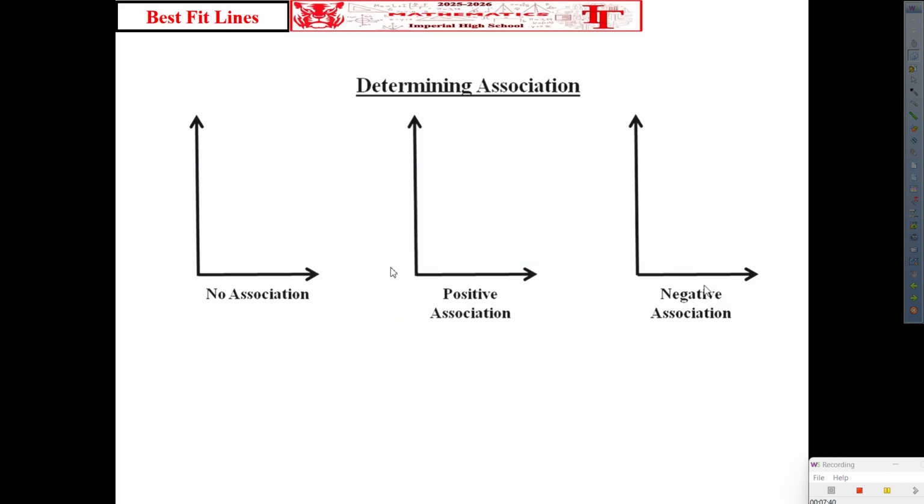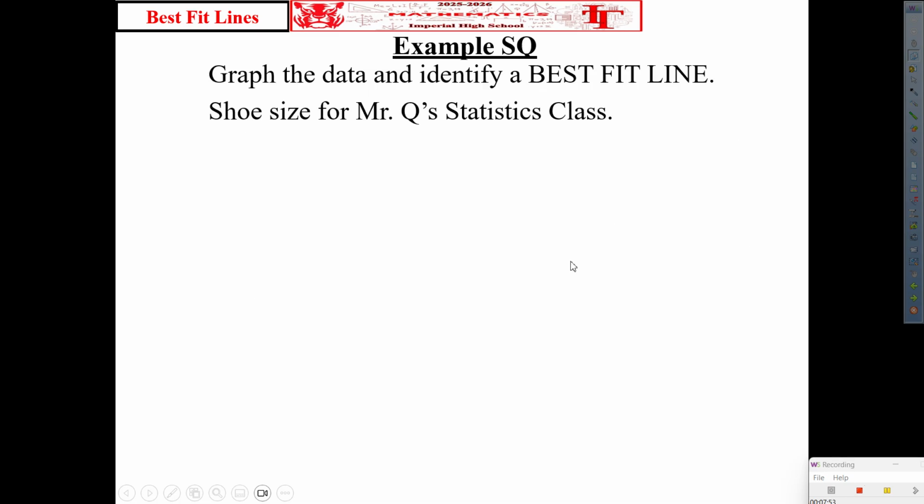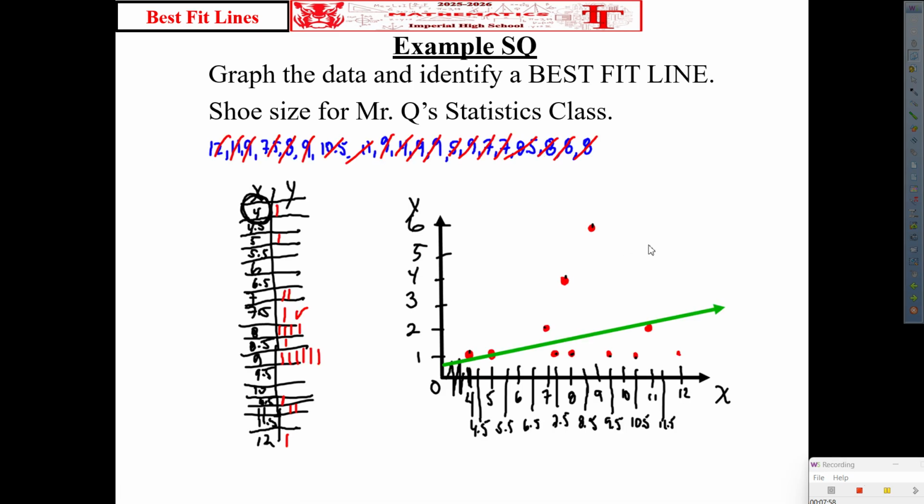We moved on. I had you copy determining association. We filled out that, and we got no association, positive, and negative. Is that correct? From there, we did an activity about shoe sizes. And then we filled out information. I asked for the information from one of your colleagues. They gave me that, and I laid out the information here. So far, so good, yes?